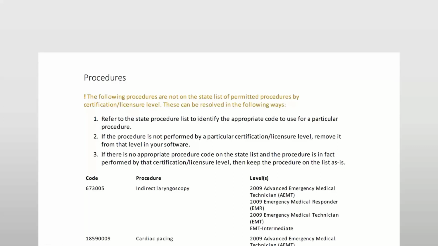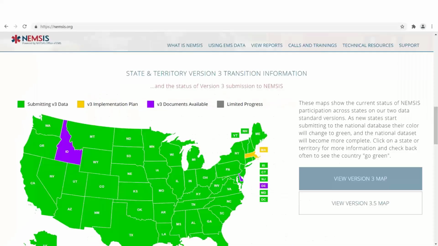levels below paramedic. If you'd like to know what the full list of procedures is from the state of Oregon, you can visit the NEMSIS website at nemsis.org. Scroll down the page until you see the map of the US and then click on the state of Oregon.